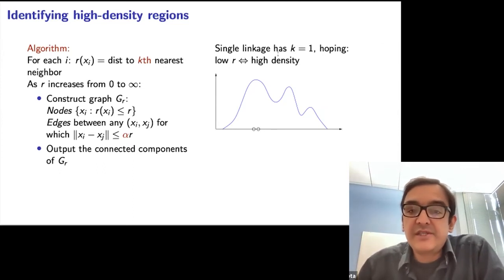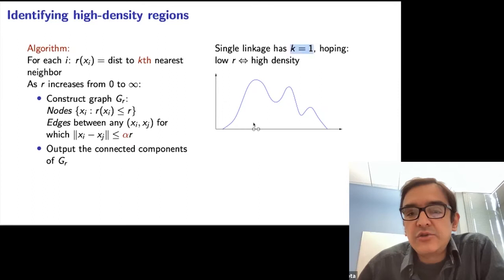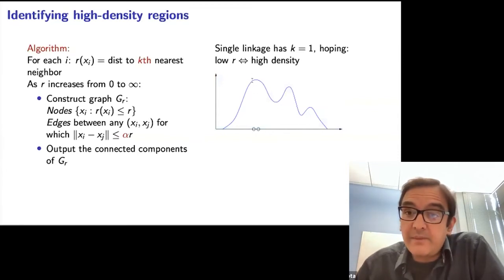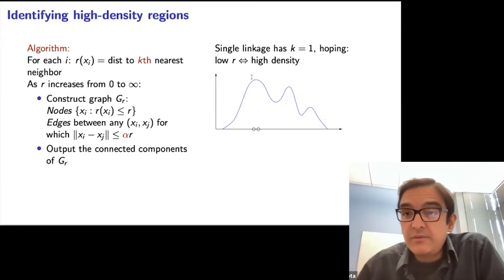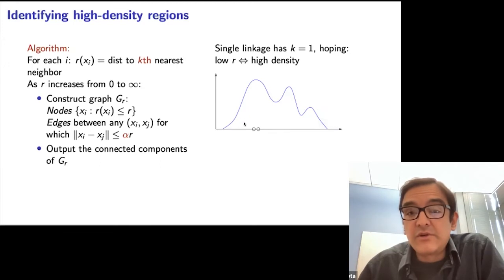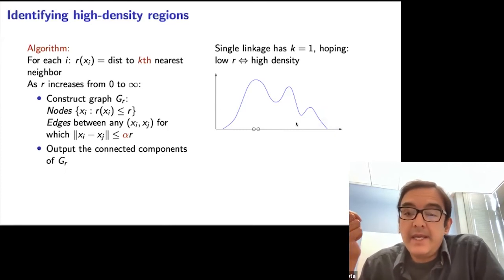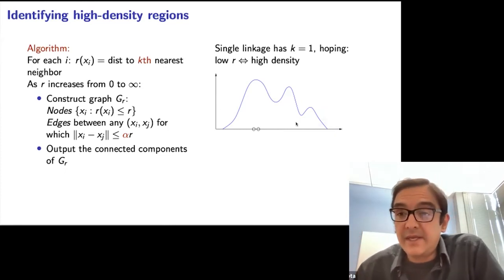Now, single linkage just uses k equals 1. So it just looks at the distance to the nearest neighbor. What it's hoping, for example, is that if you look at the two closest data points, they lie in the region of highest density. That's what implicitly single linkage wants: that the two closest points correspond to the highest density region. That might be true, but it could also be that just due to having a finite sample, the two closest points are somewhere else. And a single coincidence of this kind will completely derail single linkage.